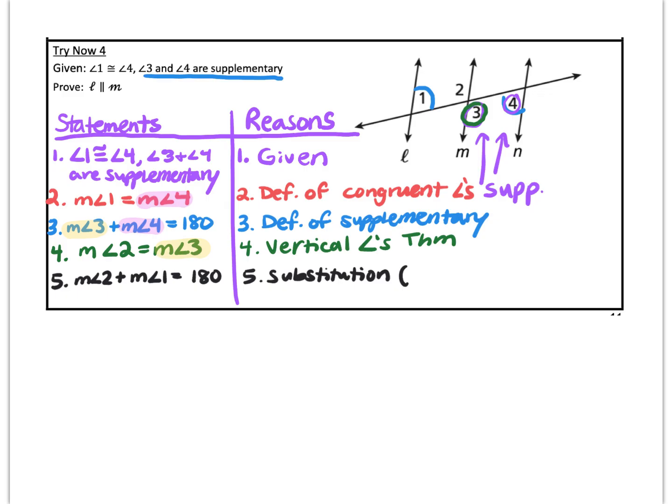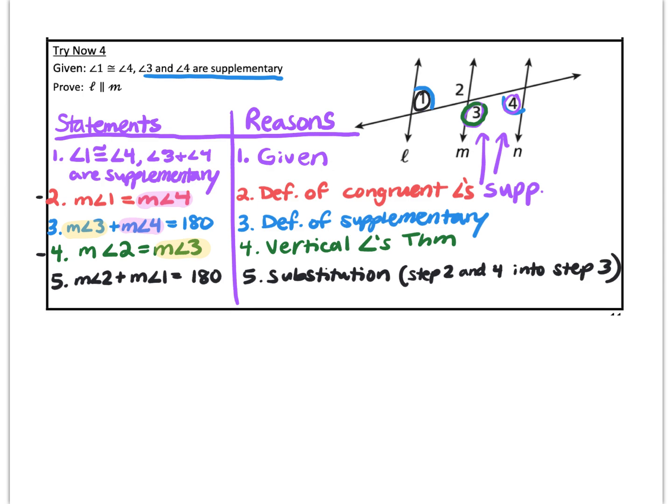So I substituted from this step and step 4. And I substituted that into step 3. So I made that trade for the angle 3, I traded with angle 2 from step 4. And angle 4, I traded with angle 1 from step 2, so that we have angle 2 plus angle 1 equals 180.